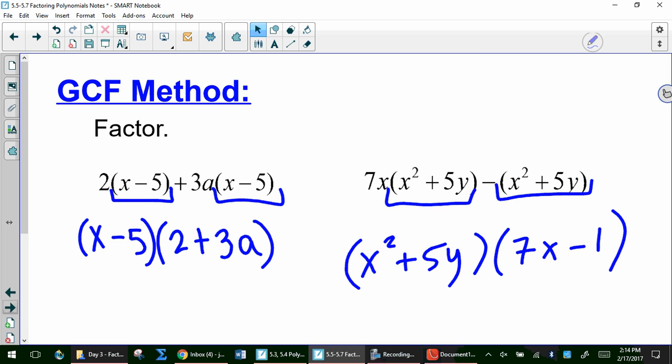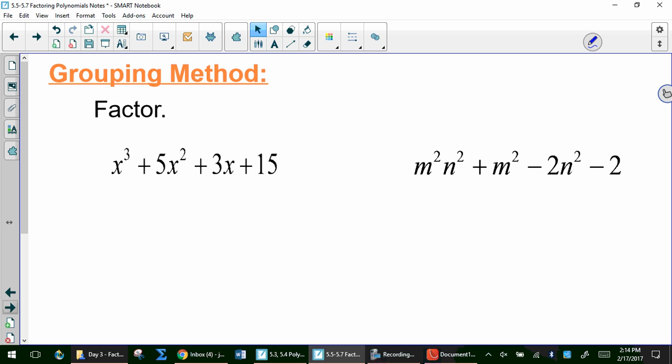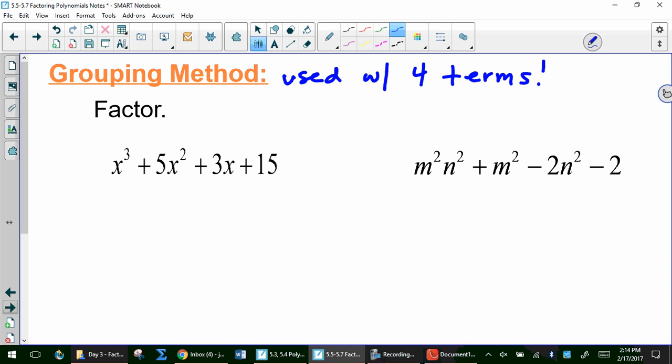So now we have this grouping method, and many of you have probably seen the grouping method before. We just didn't do it in our quadratics unit because you need a degree higher than 2 in order to use the grouping method. So now that we're in polynomials, it fits nicely. Grouping method is used primarily when you have 4 terms.